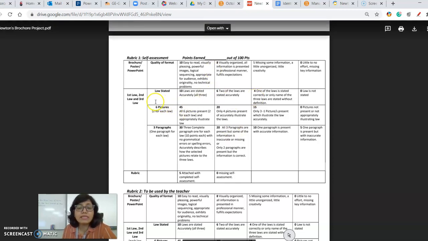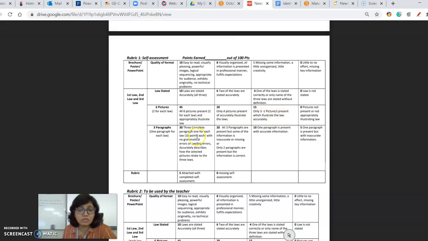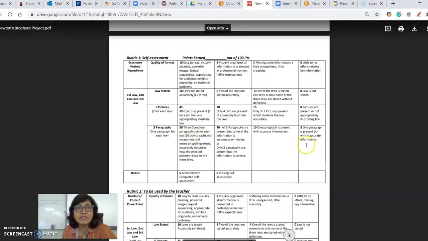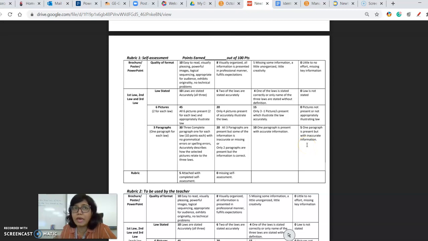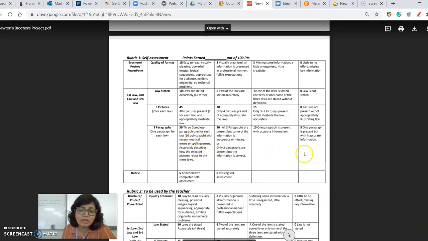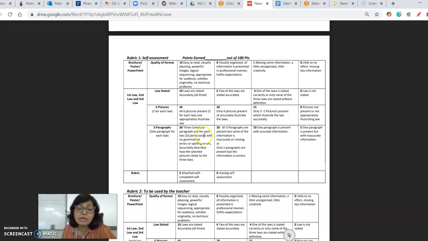So then same thing, whether you stated the law and whether it has been stated accurately. Do you have 6 pictures? Go by this. You can see the point values are written. And then 3 paragraphs. Did you get all 3 paragraphs? If you have broken down paragraphs in 2 parts, 1 for each picture, then make sure you have 6 paragraphs in that case. So give yourself point values, and 5 points if you're completing this, then you should get 5 points, and that rubric should come to me. Okay, so 5 points is just for completing the rubric in the project.